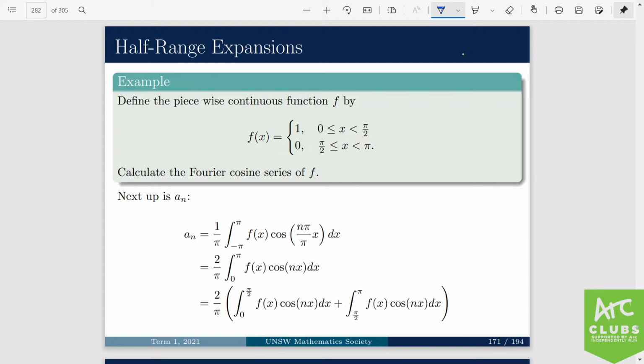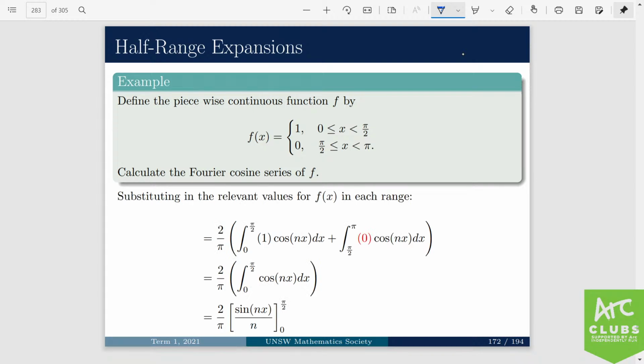So I do a similar process here, where because it's even, I bring it down here and multiply the 2 out the front. This time we don't get a cancellation because there's no 2 there. But alas, we move forward anyway. And then we have our split integral there.